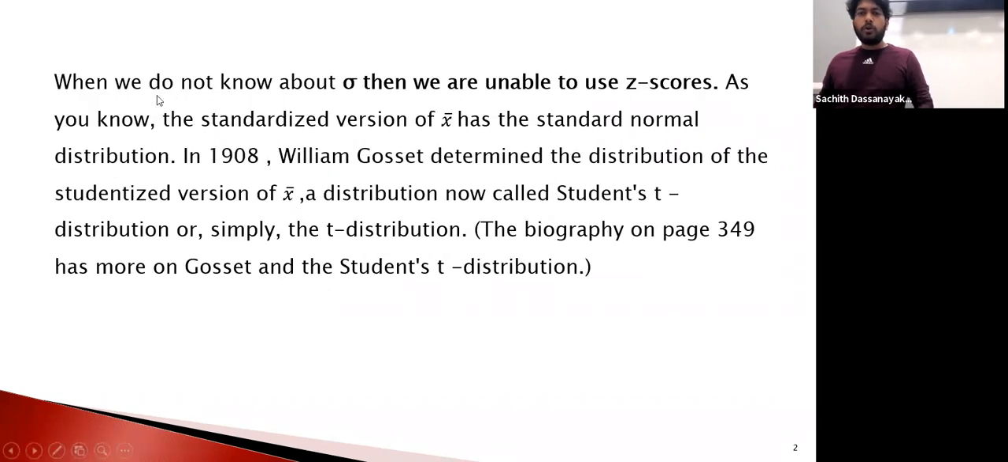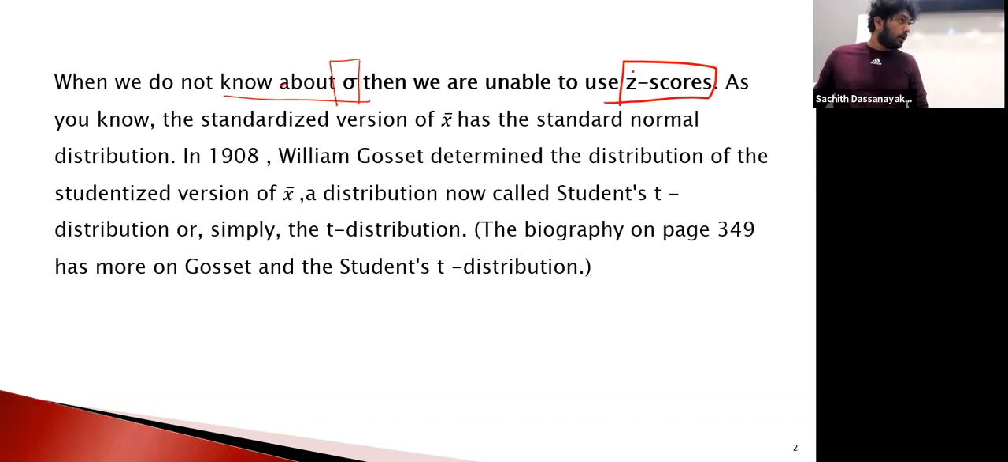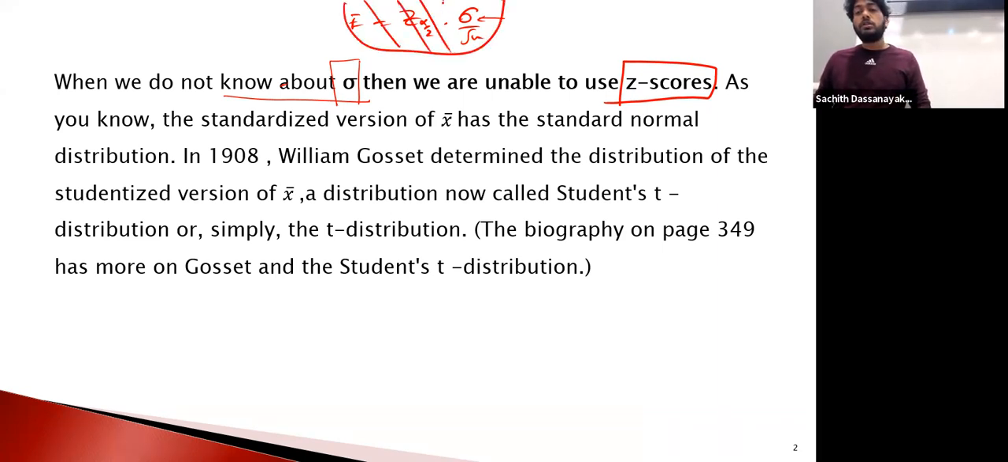Oh, sorry. If you don't know sigma, then definitely you cannot use the Z table, or simply called Z score, because it's based on Z alpha over 2, based on sigma. Do you remember how you find the error? Z alpha over 2 times sigma over square root of n, right? So if you don't know this, then you cannot apply this approach to solve this kind of problem.